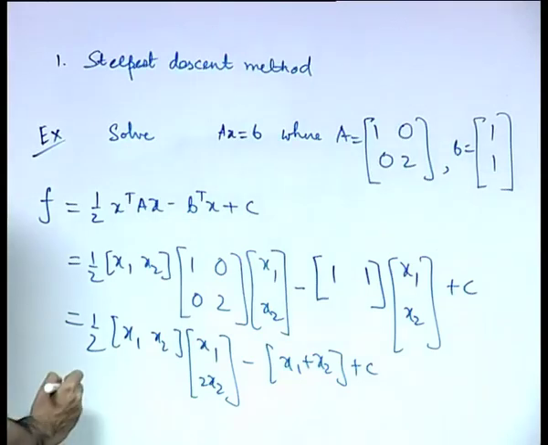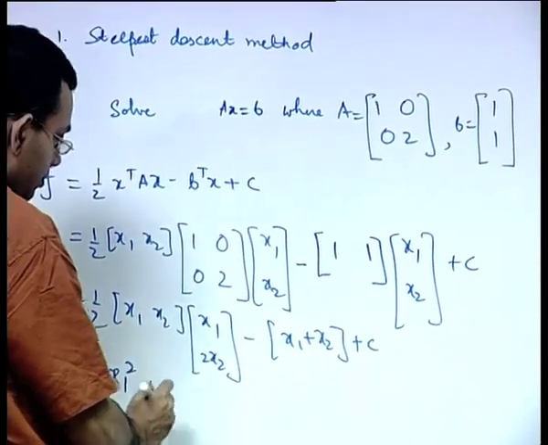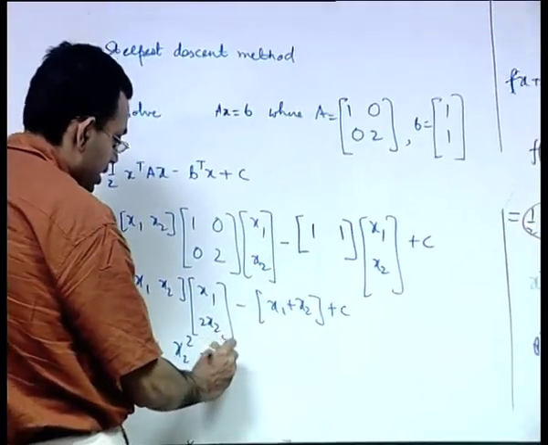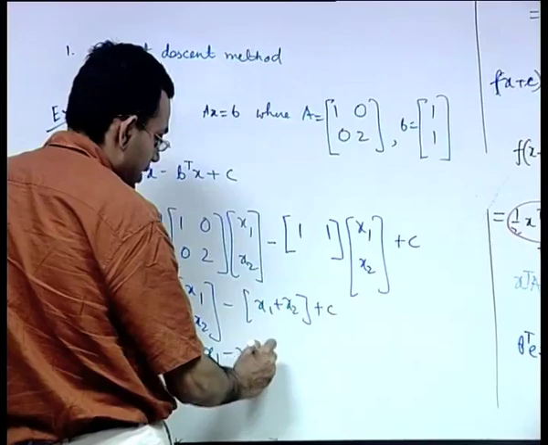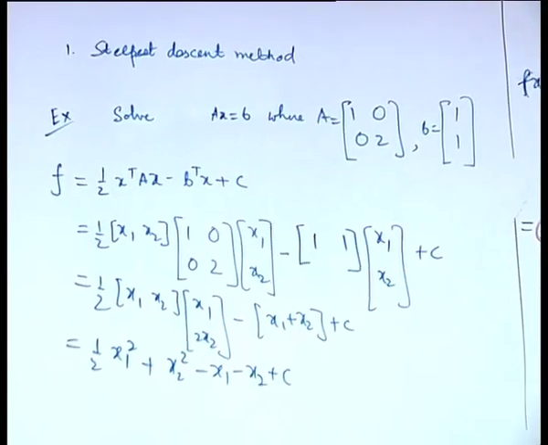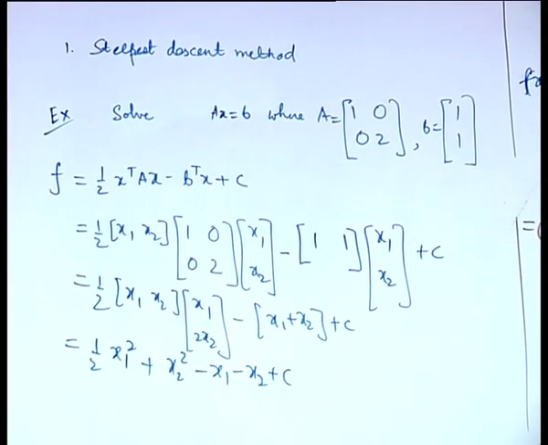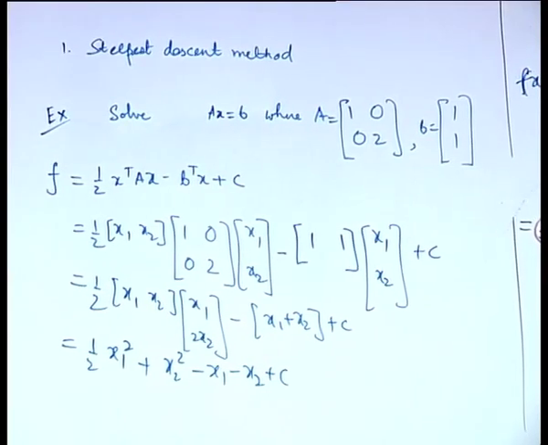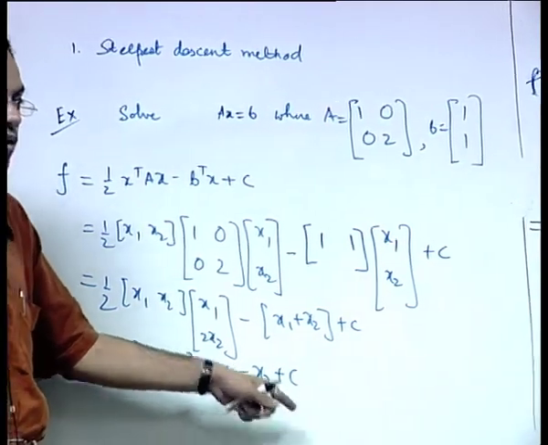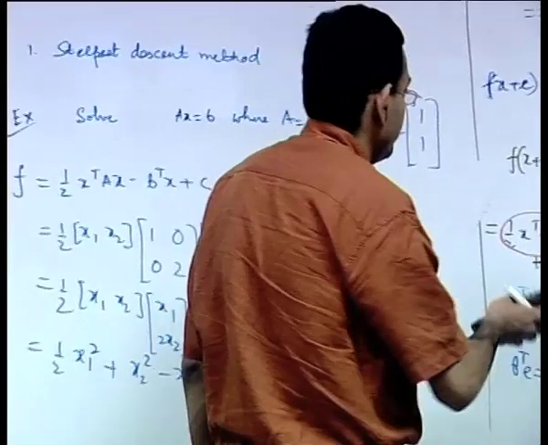So, this becomes half of x1 square plus x2 square minus x1 minus x2 plus c. So, f represents a family of functions depending on the choice of c. So, what does this family represent corresponding to f equal to 0?